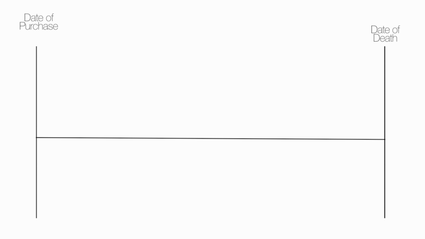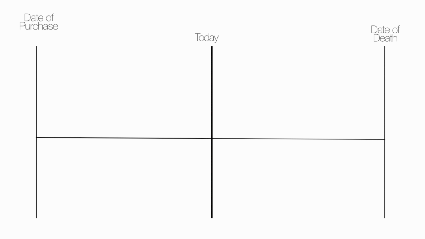So when we're building this timeline, what I want you to do is draw a horizontal line across the paper. On the left side, a vertical line, which is the start date. Put at the top of that line, date of purchase. On the right-hand side of that horizontal line, I want another vertical line, and I want you to put date of death. In the center of that horizontal line, I want you to draw another vertical line, and that vertical line is going to be today's date.